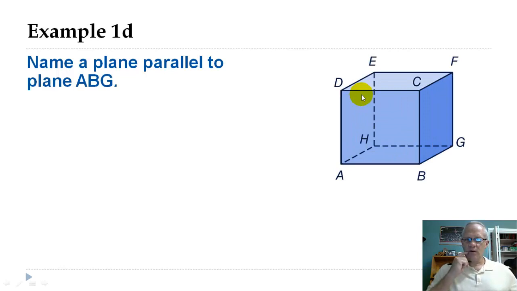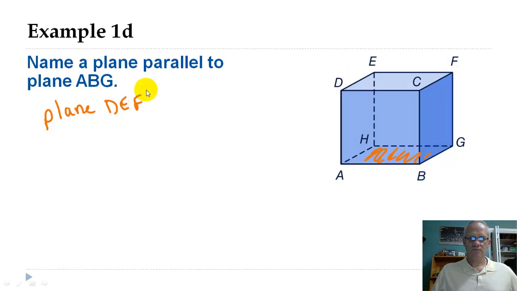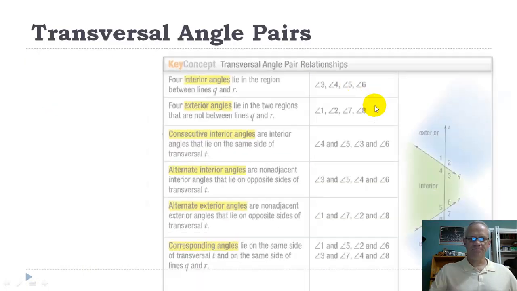Last example, 1D. Name a plane parallel to ABG. If you look down here, ABG, remember we name a plane by three points on it, so that's this bottom one. What plane is parallel to that? We could say up here, let's call it DEF. So plane DEF, up here, is parallel to it. Pretty easy. All right, next.